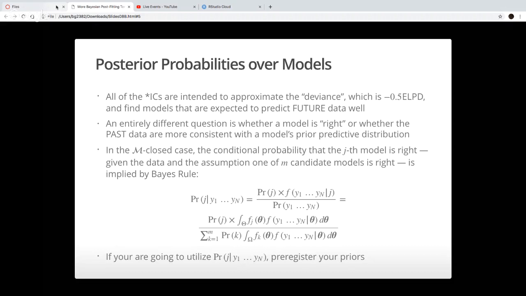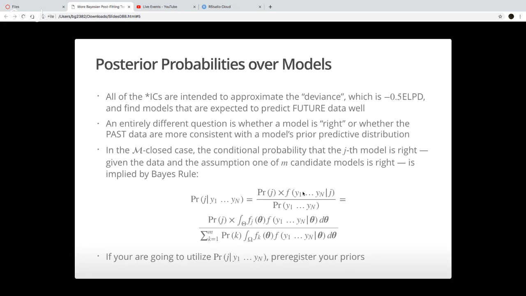But anyway, to get back to the Bayesian version of something closer to Neyman-Pearson, what's the probability that model J is correct, conditional on the data? Well, we can just use Bayes' rule. What's the prior probability that model J is correct? The PDF or PMF of the data given model J, and then in the denominator, the marginal probability of the data, marginalizing out the model indicators.